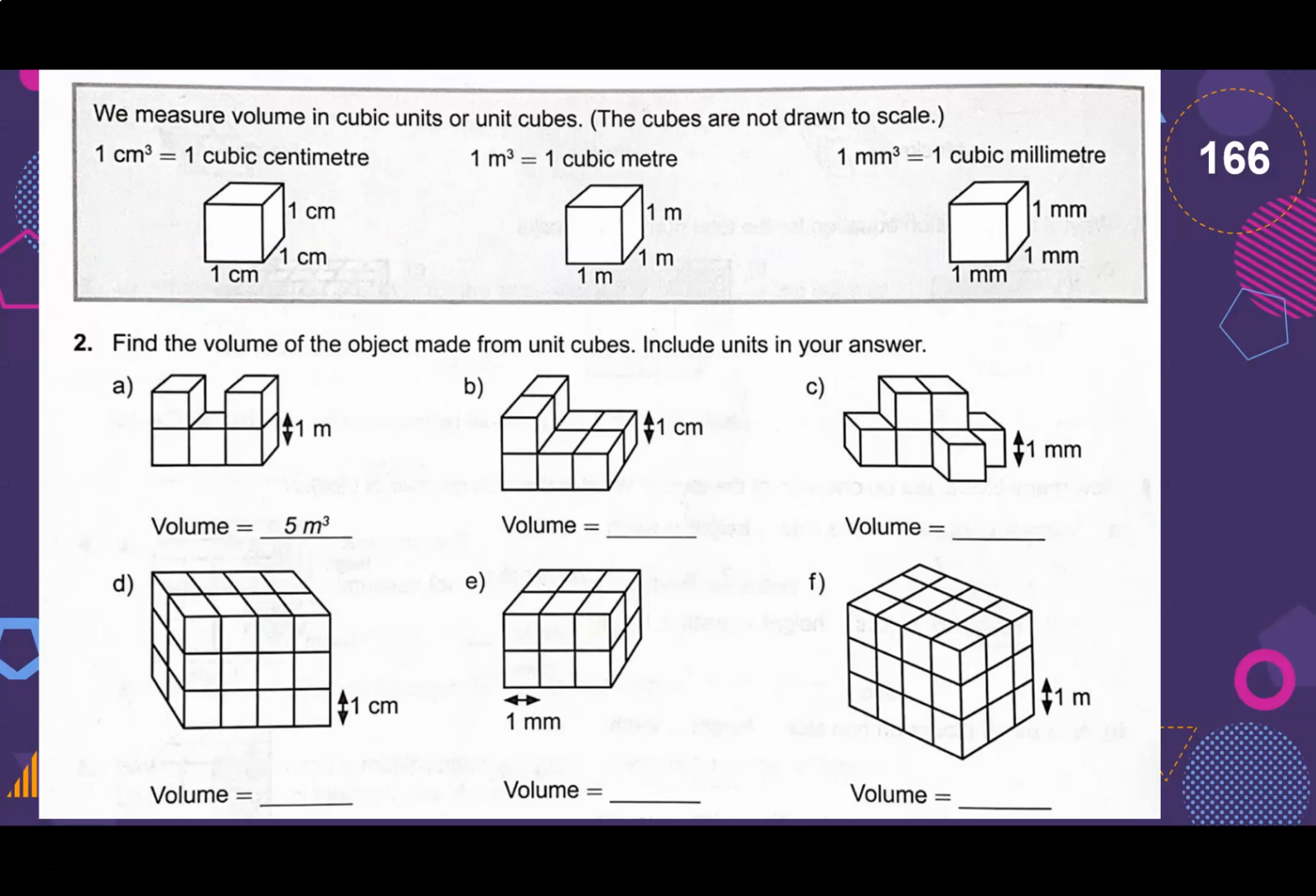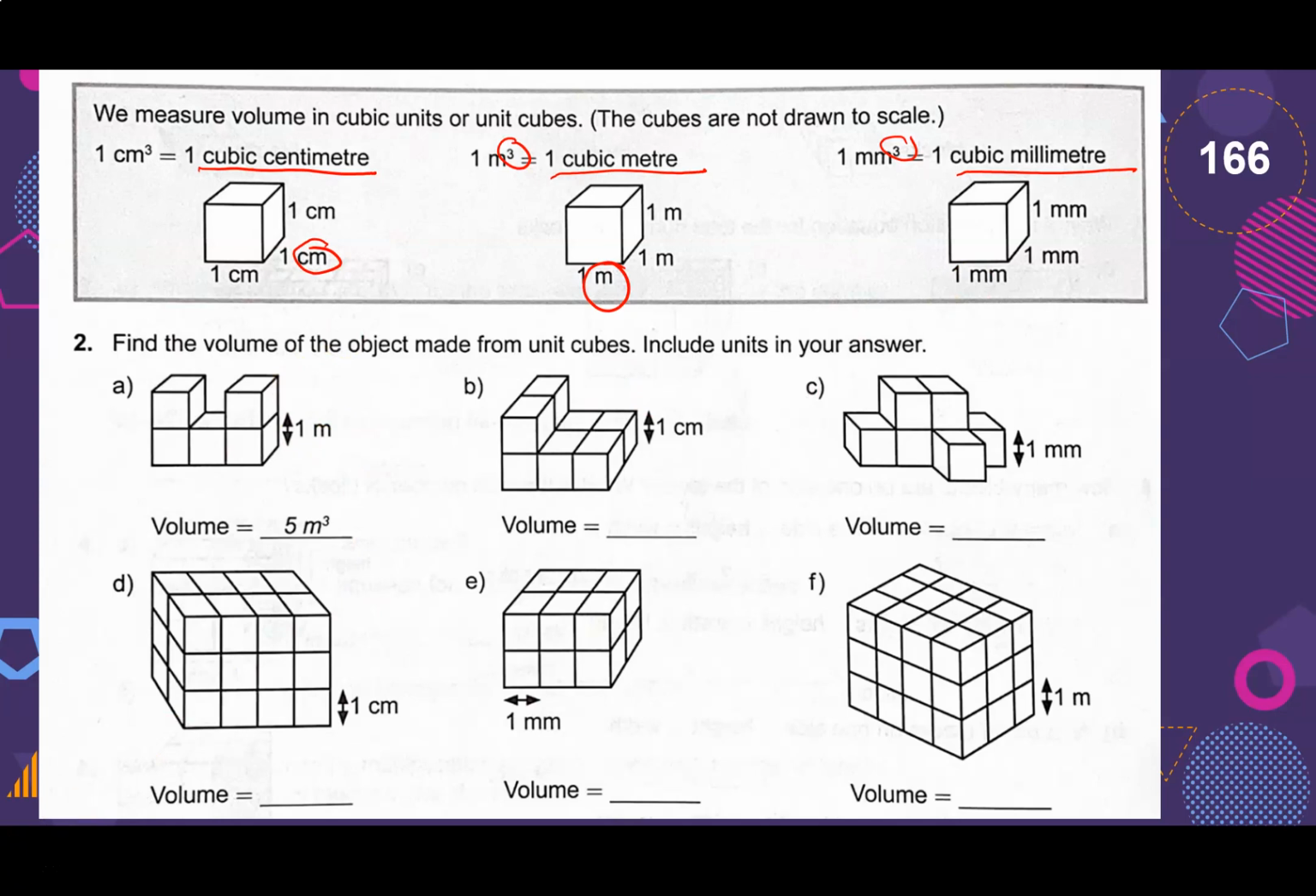Question 2. In this example, we do need to pay attention to the units. So you can see cm stands for centimeters. Volume is measured in cubic centimeters. Meters is cubic meters, and you'll notice the exponent 3. And millimeters cubed is said cubic millimeter, or millimeters cubed. Question 2 says, find the volume of the object made from unit cubes. Include units in your answer.